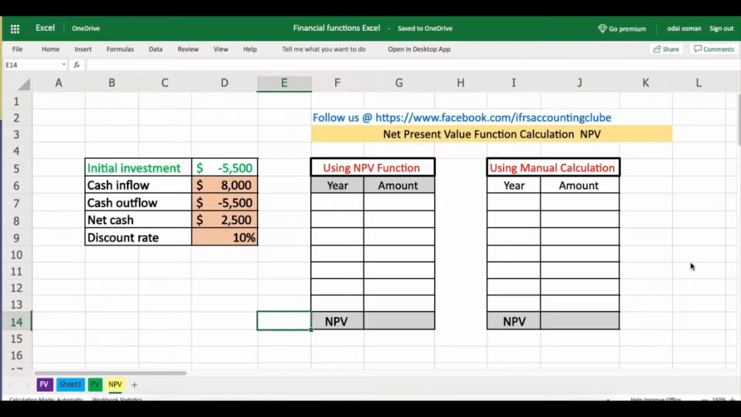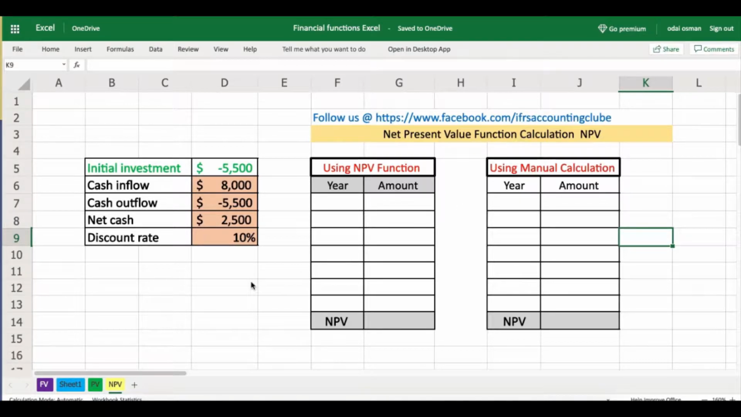In this video, we are going to learn how to calculate the NPV function. The net present value function is calculated to make a decision whether the project or the company should accept the investment or not. To learn the NPV function, let us consider this case study.